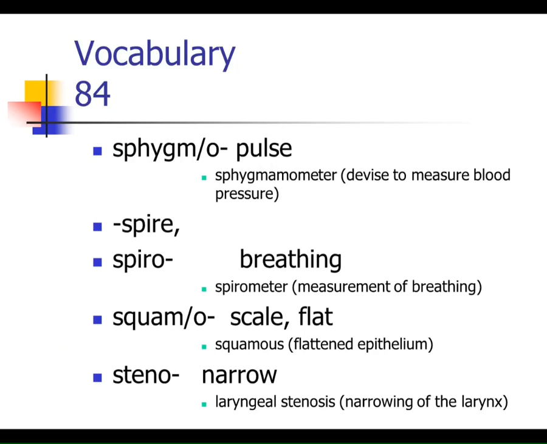We know that squamous cells are flat, scaly cells. And finally, steno is a narrowing. I mentioned in lab that some newborns are born with pyloric stenosis. That is a narrowing of their pyloric sphincter. And that narrowing, they have to go in and kind of wiggle open so that food can pass from the stomach into the duodenum. You can also have a laryngeal stenosis, a narrowing of the larynx. Any structure that's undergoing a narrowing could be described as becoming stenotic or having stenosis.